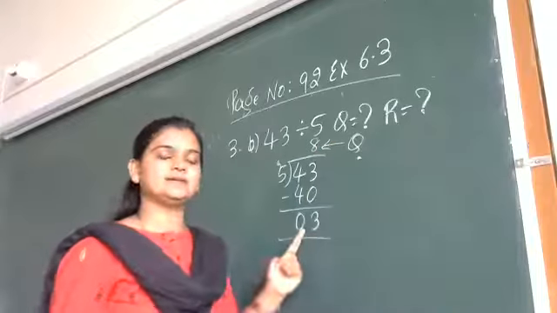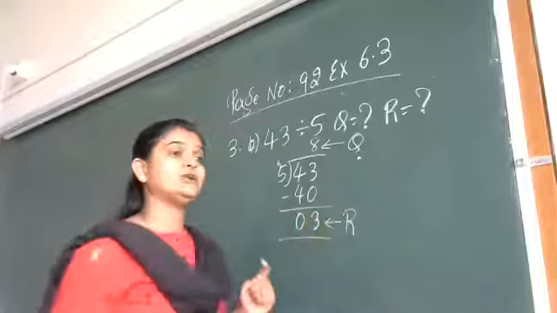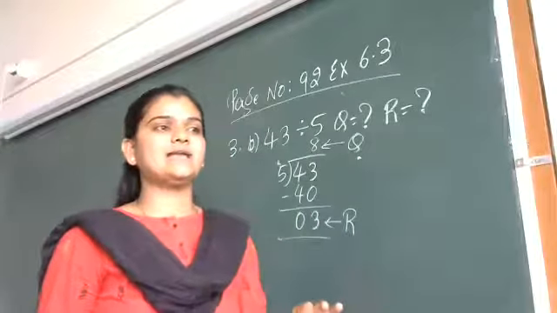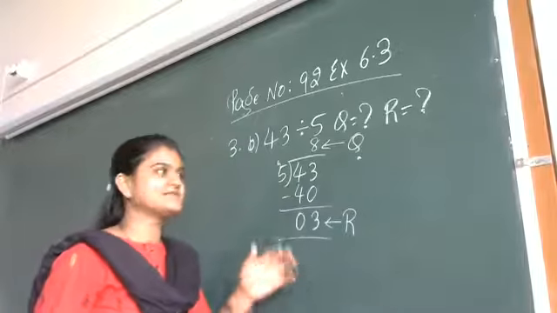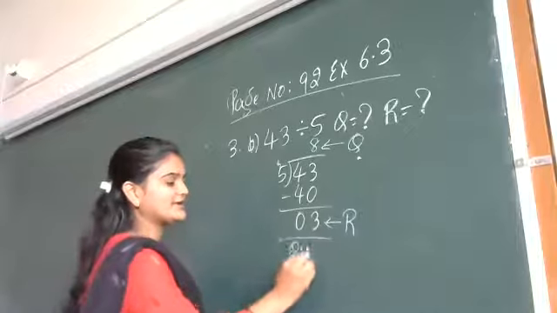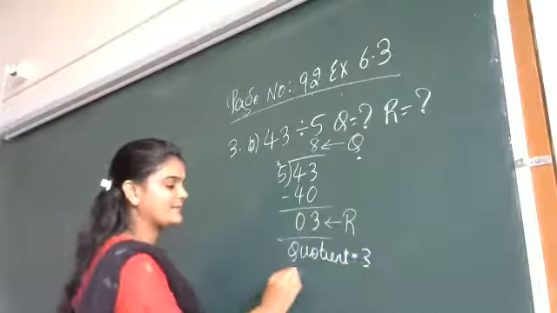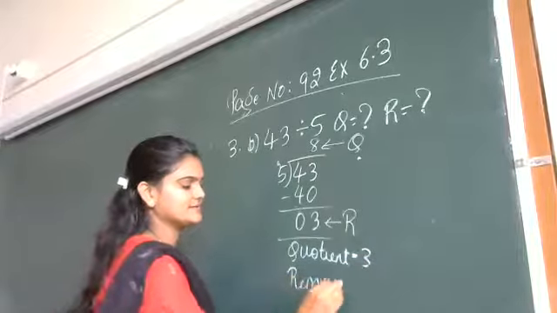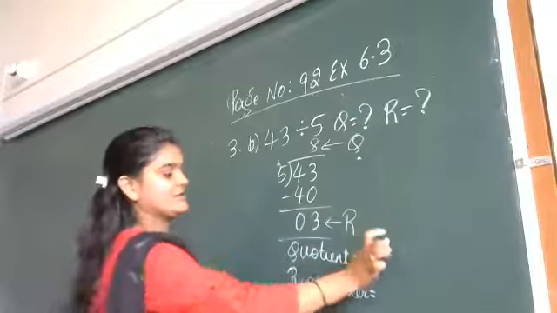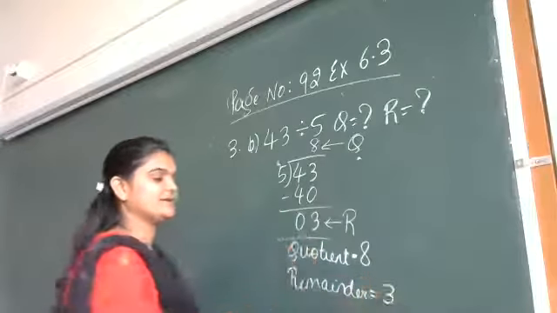What is 3? Remainder. Don't say reminder, it is remainder. R-E-M-A-I-N, remainder. What remains at the last after division is known as remainder. So tell me, what will you write here? Quotient is 8 and remainder is 3.